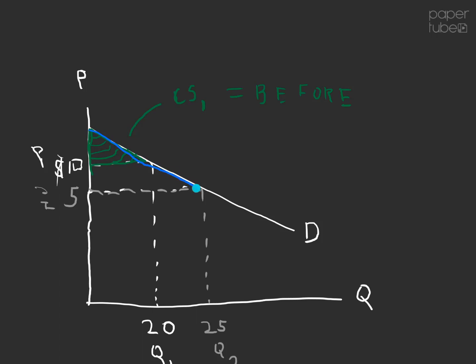Now let's take a look at the consumer surplus after. And what you're going to notice is this blue triangle is bigger than the green triangle. So when the price went down, we ended up with a bigger triangle. And that blue triangle is consumer surplus number 2. And that's the consumer surplus after the price change.